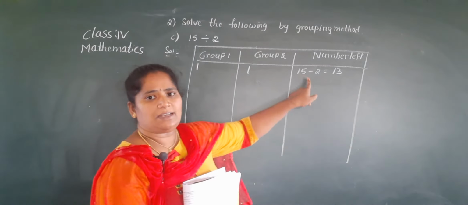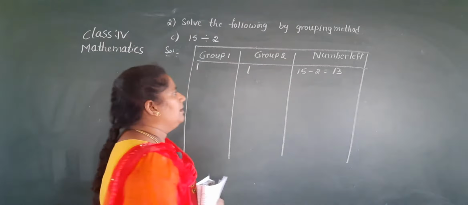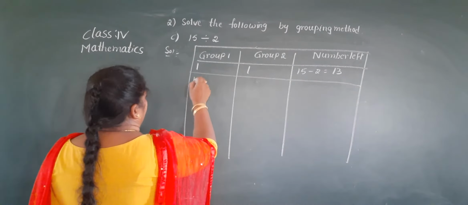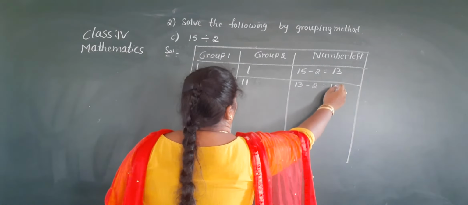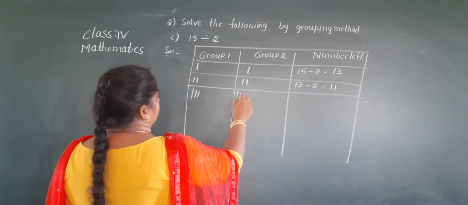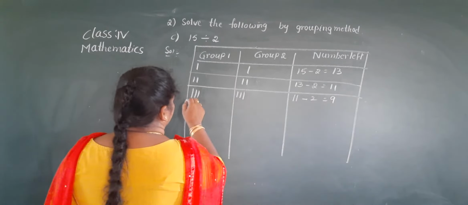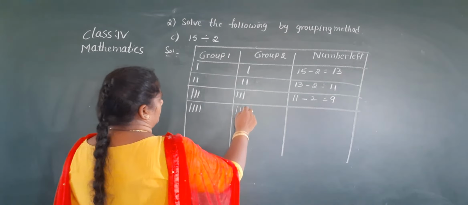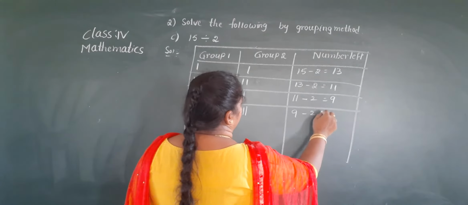So do the subtraction carefully, children. Observe it, 15 minus 2 is 13. And next, again draw the line, again 1, 1. So 13 is there, 2 distributed, 11 left. Next, again 1, 1. So 11 is there, 2 distributed, remaining is 9. Next, distribute 1. So 9 minus 2 is 7.